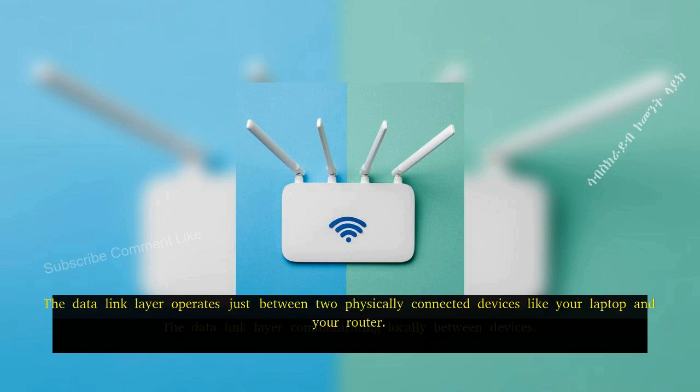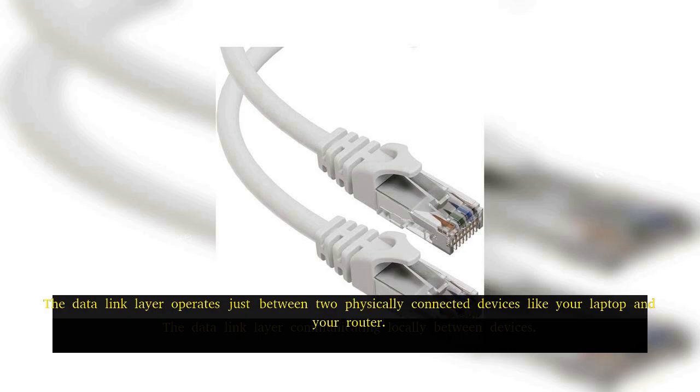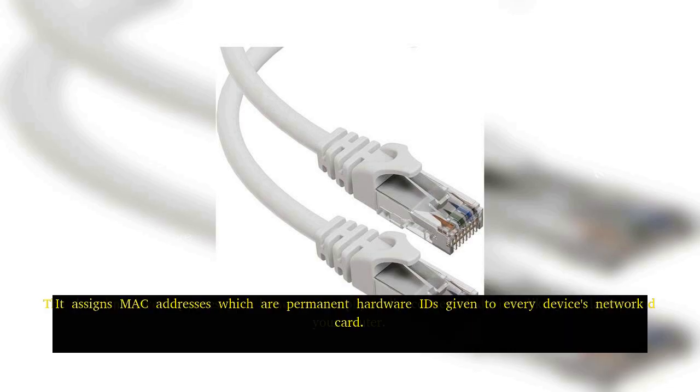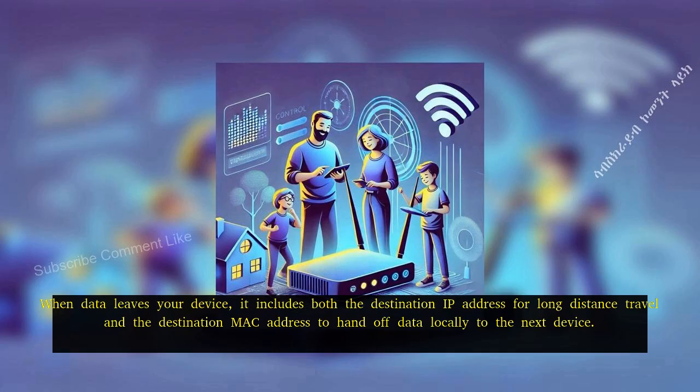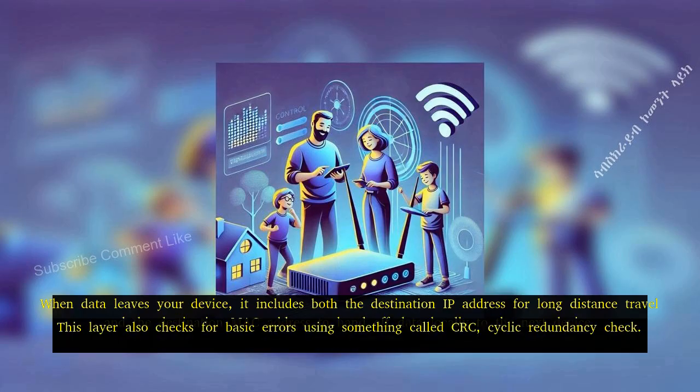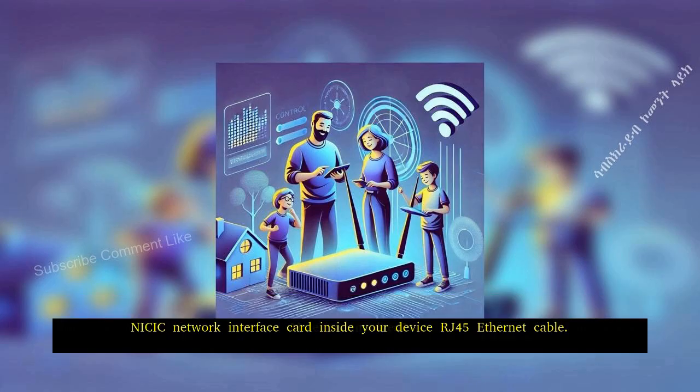The data link layer, communicating locally between devices. The data link layer operates just between two physically connected devices, like your laptop and your router. It assigns MAC addresses, which are permanent hardware IDs given to every device's network card. When data leaves your device, it includes both the destination IP address for long-distance travel and the destination MAC address to hand off data locally to the next device. This layer also checks for basic errors using something called CRC, cyclic redundancy check.